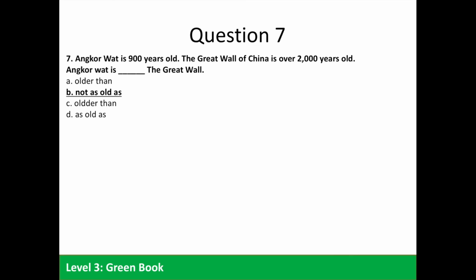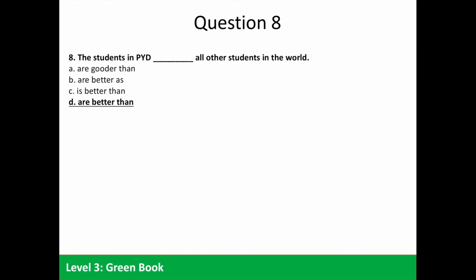Question 7. Angkor Wat is 900 years old. The Great Wall of China is over 2,000 years old. Angkor Wat is blank the Great Wall. Again, here, there is clearly a difference. So B, not as old as, is the correct answer. Question 8. The students in PYD blank all other students in the world. Again, of course, this one should be easy. D, are better than, is the correct answer.